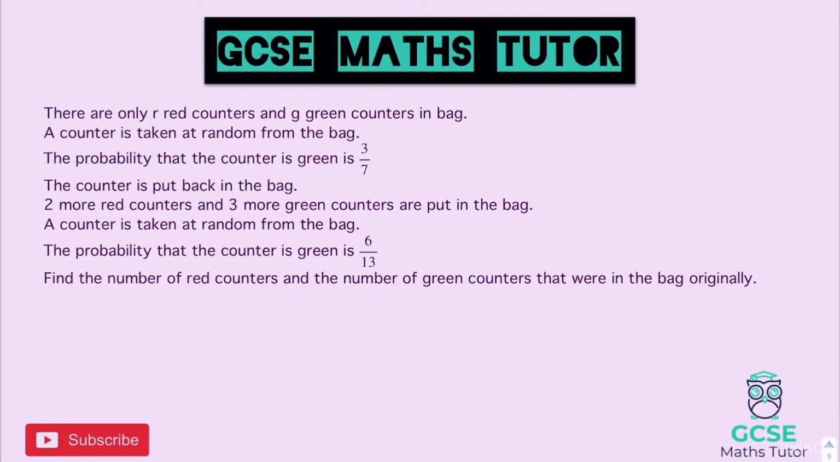So I'm going to get you to have a go at it, but I'm just going to read a few bits out here and think about how we could create that. So it says there are R red counters and G green counters in a bag. A counter is taken at random. The probability that it is green is 3/7.